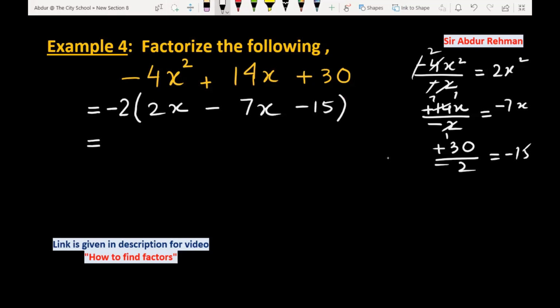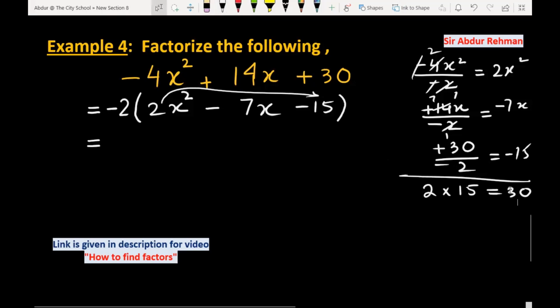Now start to factorize. The first step is to find the product of this 2 and 15. The product of 2 and 15 is 30. Now start to find the factors of 30. How to find factors? The link is given in the description to my video on how to find factors.